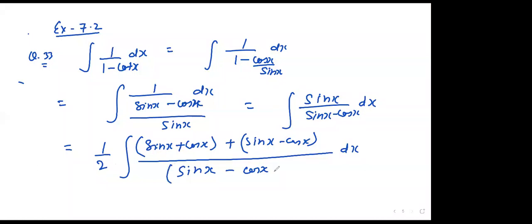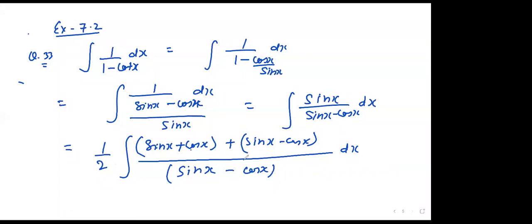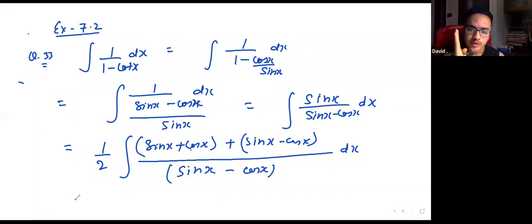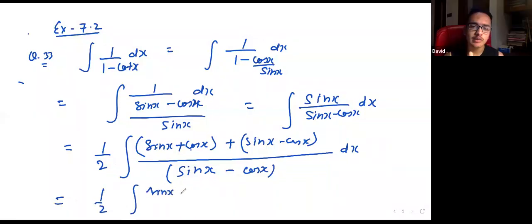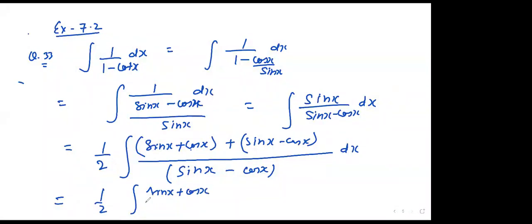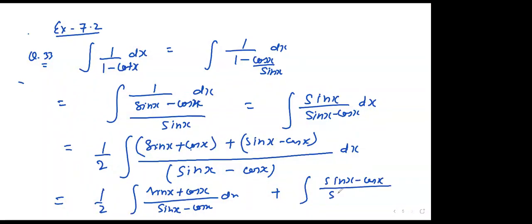Now, can we separate? Yes, because we have now a plus b over something, minus a plus b over b. So then you can go 1/2 integral of sine x plus cos x divided by sine x minus cos x dx, plus integral of sine x minus cos x divided by sine x minus cos x. And they will be cancelled out.